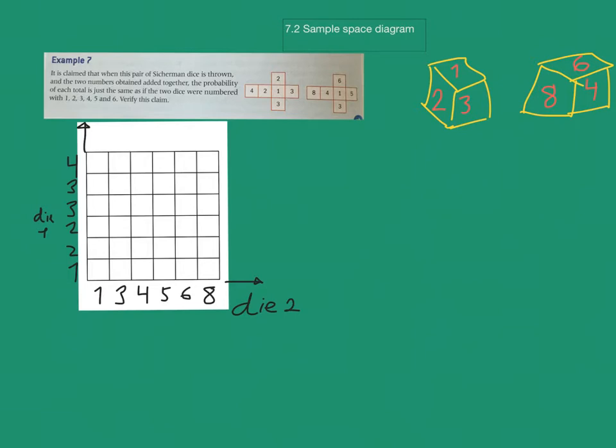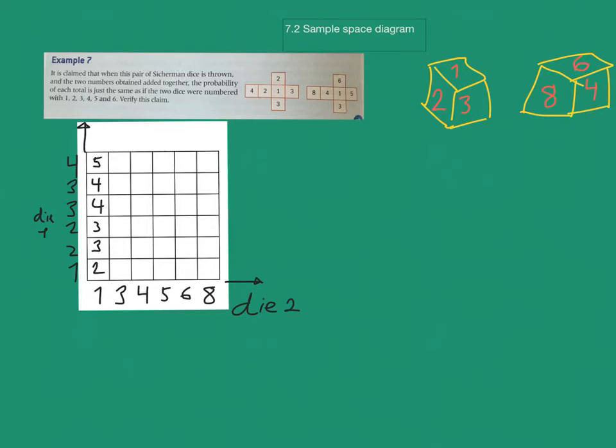So in the corner here, if we add the sums of the two dice, if both of them show a 1, we have 2. And then if die 2 shows a 1 and die 1 shows a 2, we have the result of 3. And again 3. 3 plus 1 is 4. 3 plus 1 is 4. And 4 plus 1 is 5.